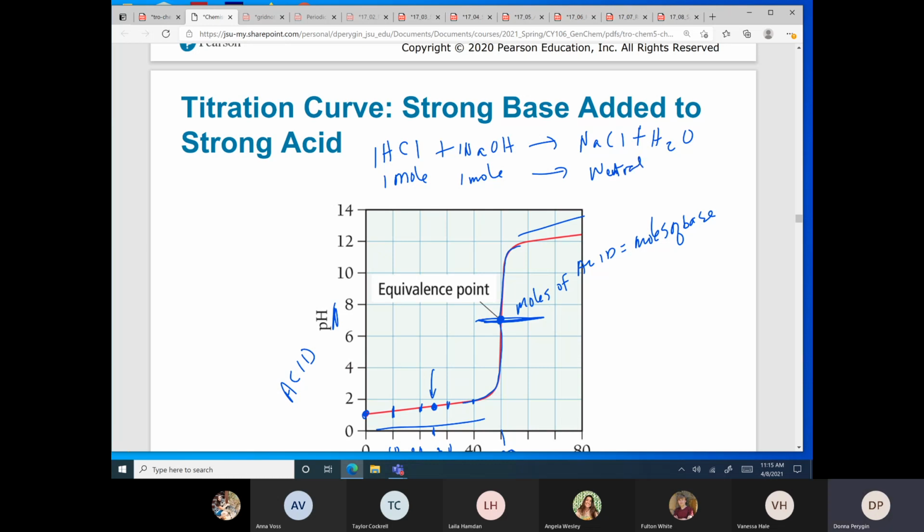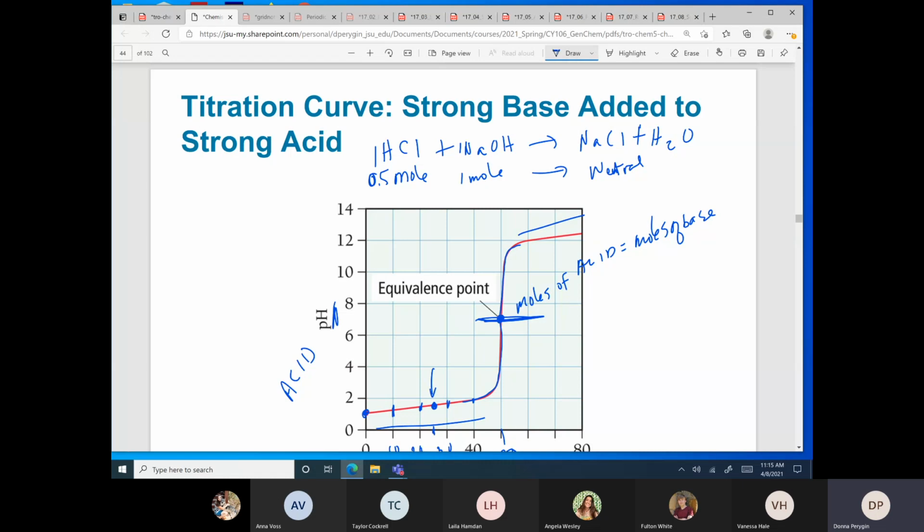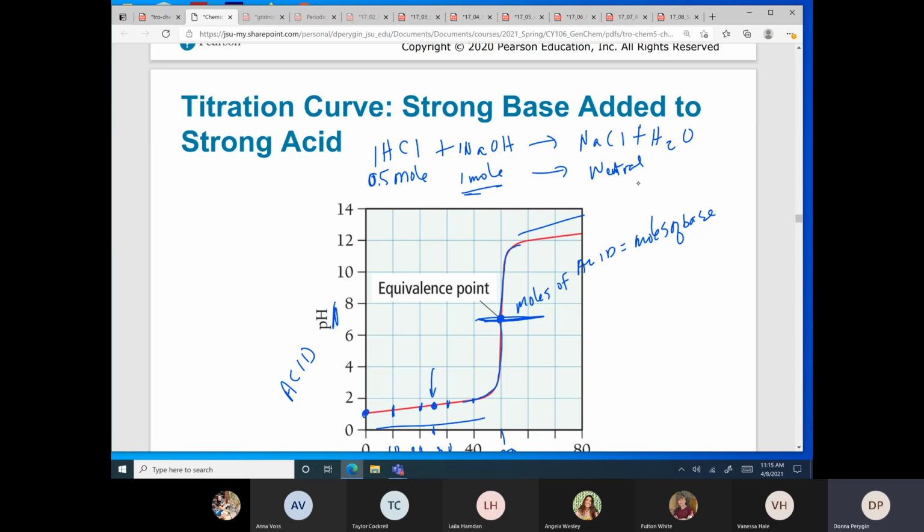Okay, and let's say that, for example, we reacted a half a mole of this with 1 mole of this, we got a 1-to-1 ratio here. So what are we going to end up with in the end? We're going to end up with some salt and some water, and we're also going to still have some sodium hydroxide floating around. So we're going to have more hydroxide, okay? So we're going to be in the basic range, and we're going to have to calculate the pOH.